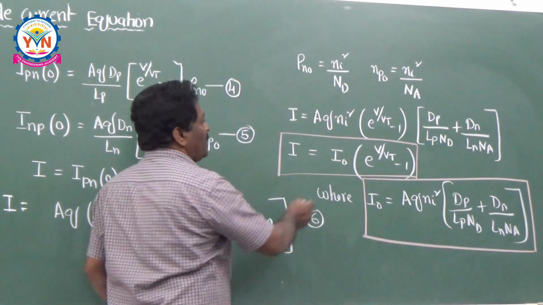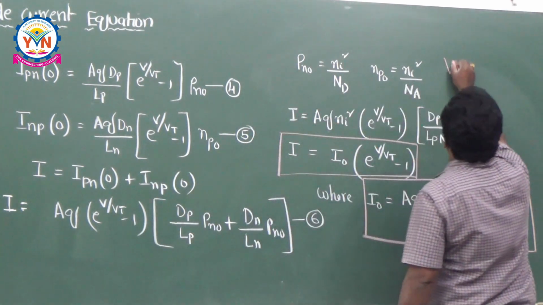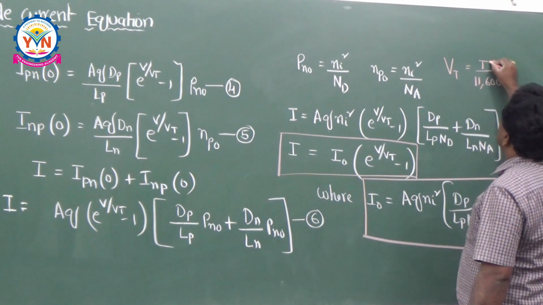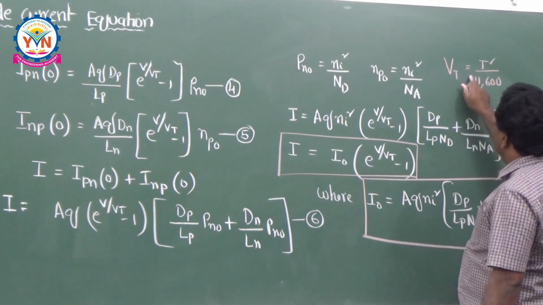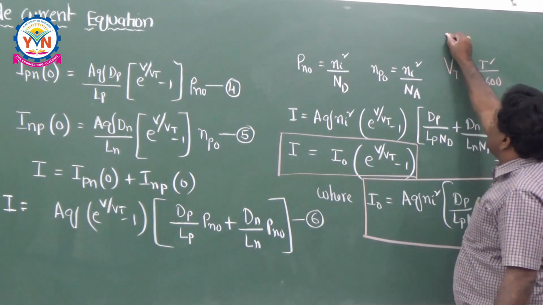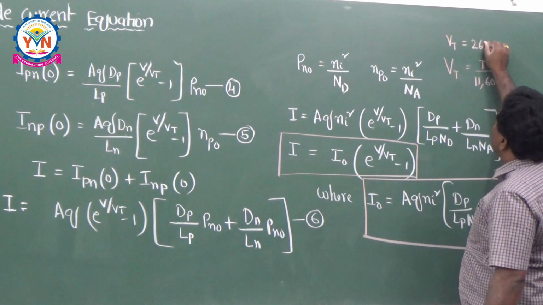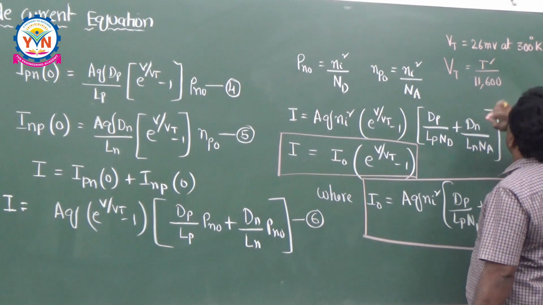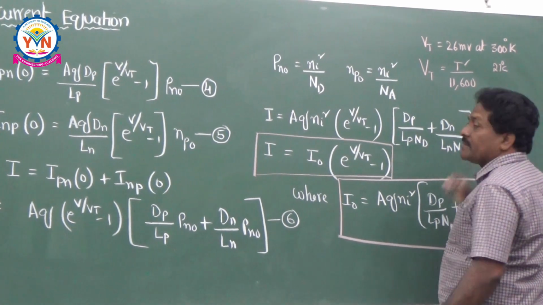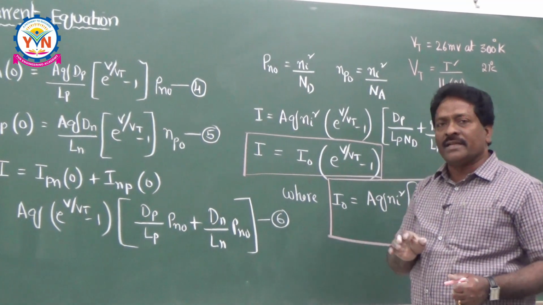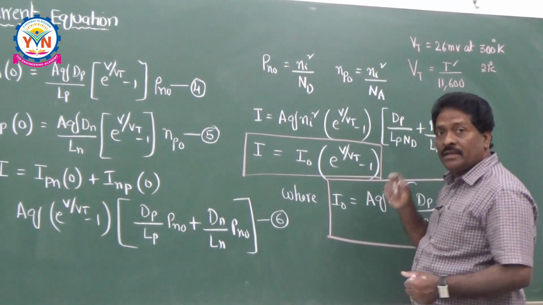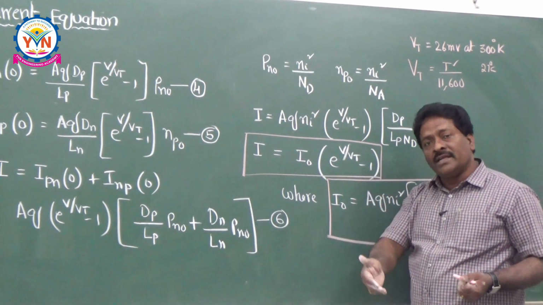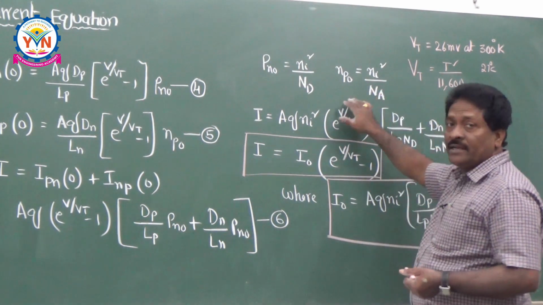And if you remember, I have given you Vt is equal to T by 11,600, and T should be expressed in Kelvin. If you calculate this Vt at room temperature, Vt is equal to 26 millivolts at 300 degrees Kelvin. 300 degrees Kelvin means 27 degrees centigrade, room temperature. And remember, room temperature means 27 degrees centigrade. But whatever temperature you mention here should be in Kelvin, so you have to add 273 to the degrees centigrade to get the temperature in Kelvin.